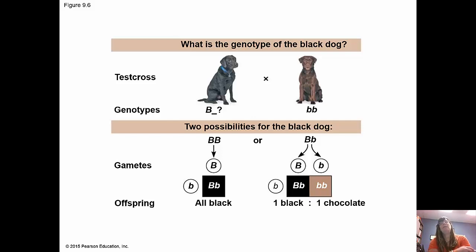So a test cross can confirm the genotype of an unknown. Because, again, if you end up with all black offspring, it was a homozygous dominant. If you end up with half black offspring, half chocolate, it was a heterozygote.